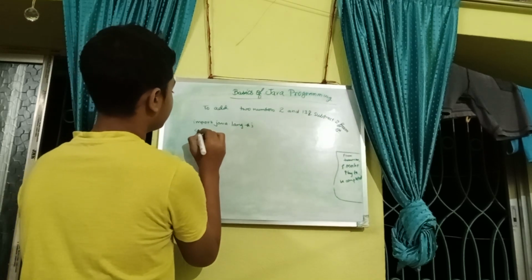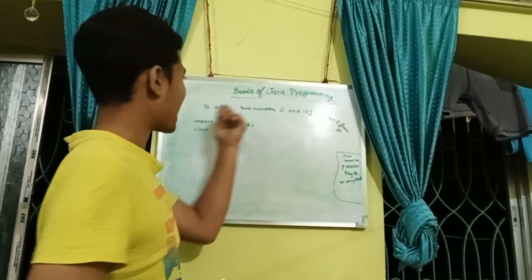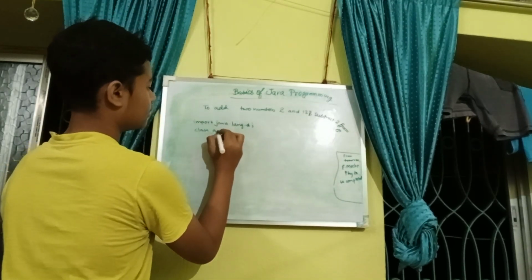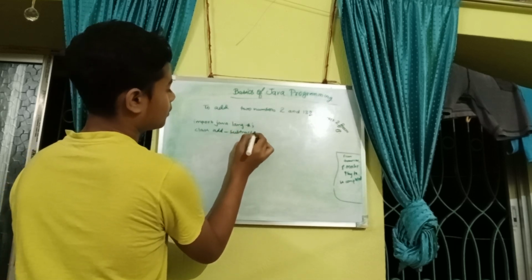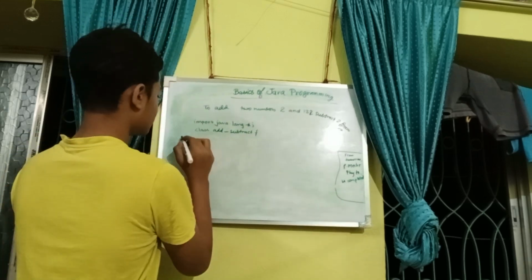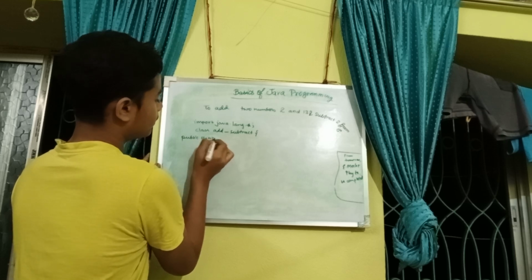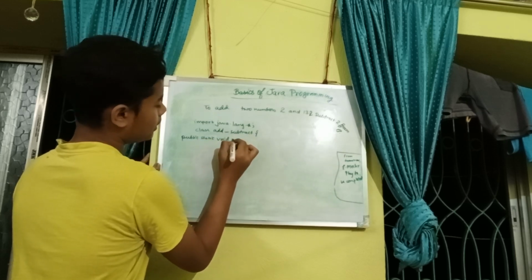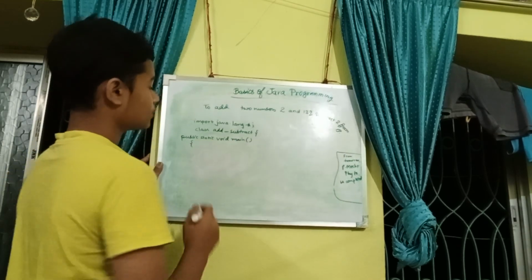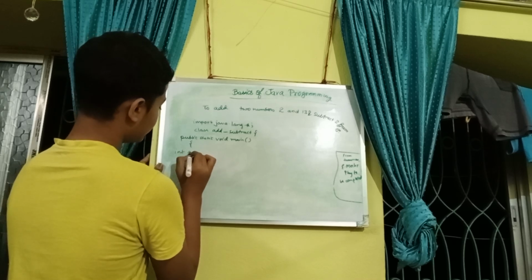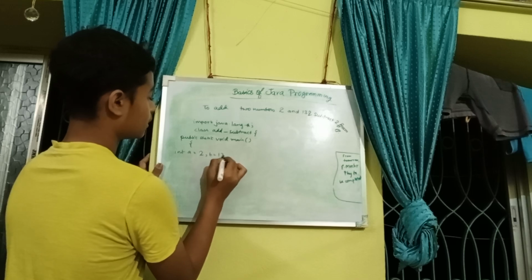So I'm writing again. For this I'm writing class Add_subtract, parenthesis open, public static void main. So firstly we will take two integer values: a is 2 comma b is 13.